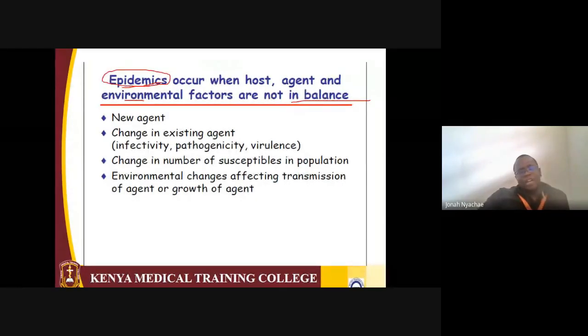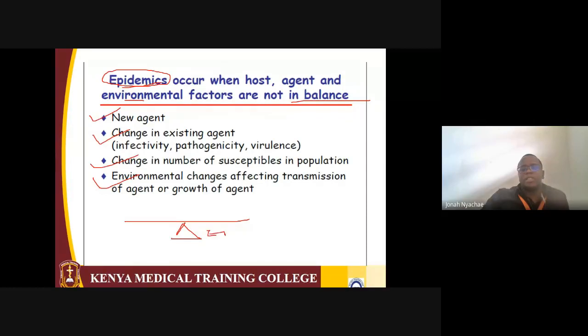And we have said whenever there is a new agent, whenever there is a change in an existing agent in terms of pathogenicity and virulence, we shall talk about that. When there is a change in the number of susceptible hosts and when there are environmental changes affecting the transmission. So remember just this thing like this. Environment, this is the balance. We have the host and we also have the agent. So these are the factors which can disturb this balance.